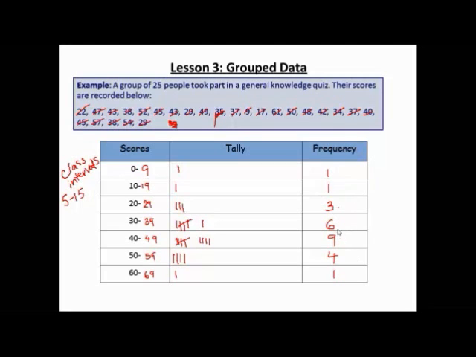And this should add up to 25. So let's just check and see if I've done it correctly. 1 plus 1 is 2, plus 3 is 5, plus 6 is 11, plus 9 is 20, plus 4 is 24, plus 1 is 25. So my total there is 25. Okay, so now we're going to look at how you would take this data and put it into your CAS calculator to create a histogram.